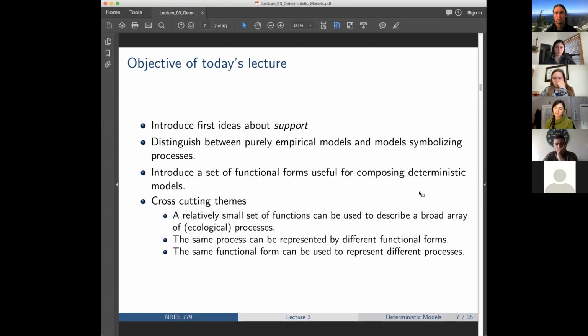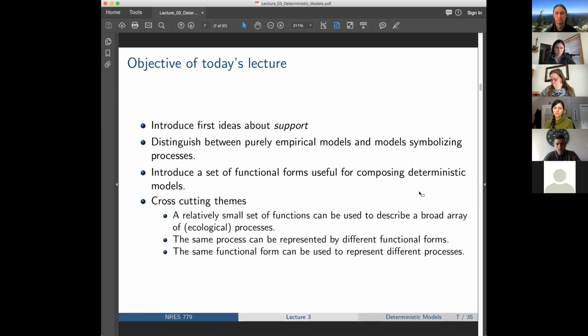Okay, we're going to introduce a set of functional forms useful for composing deterministic models. In all fields of science, there are essentially a few deterministic models that are used, and then in each different field of science, they get their own name. There are some cross-cutting themes we'll talk about. This is the first one I had just mentioned. A relatively small set of functions can be used to describe a broad array of not only ecological processes, but physical processes, processes used in engineering, medicine, all fields.